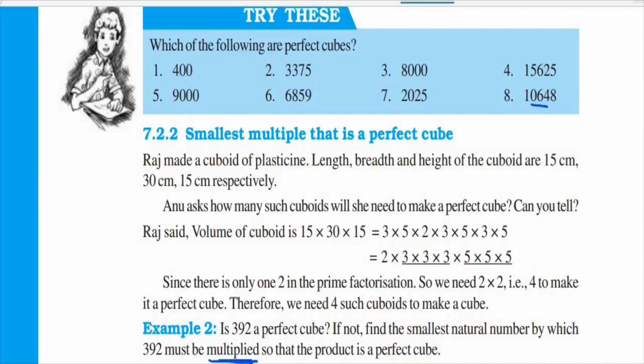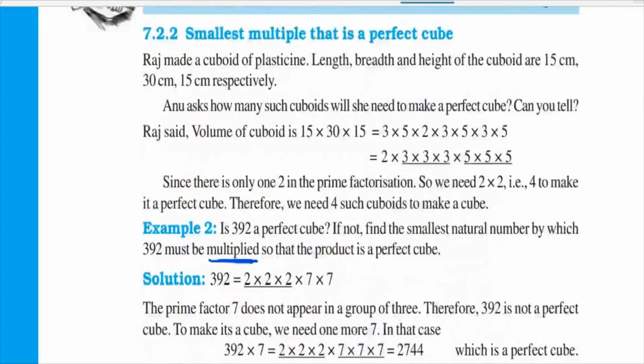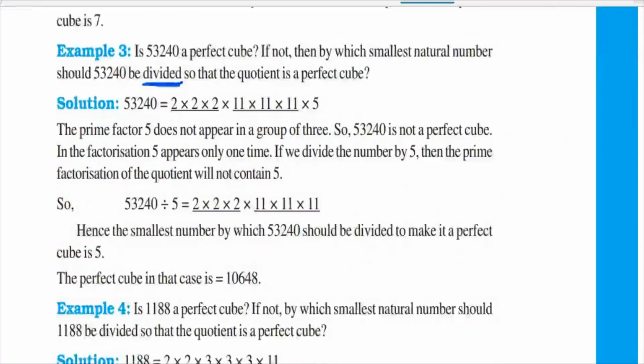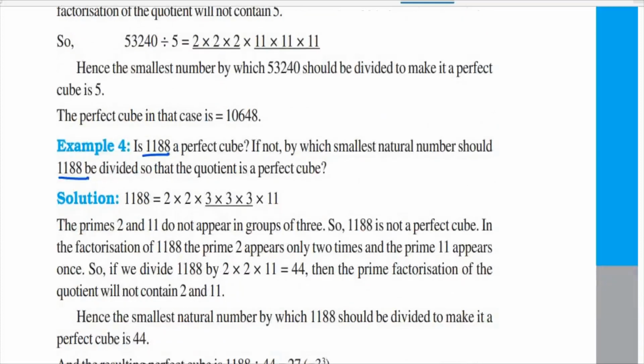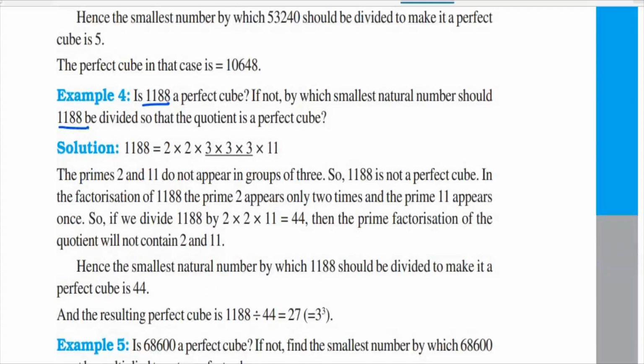Okay, friends, see. So the same way you can do the sum also, like, is 1188 a perfect cube? If not, by which smallest natural number should 1188 be divided to make it a perfect cube, right? Same thing. In this case, 1188 could be written with only 3 cube here. What is extra? We have 2 into 2 and 11 extra, right? So 2 2s are 4, 4 11s are 44. So if I divide by 44, then it will be a perfect cube, right?